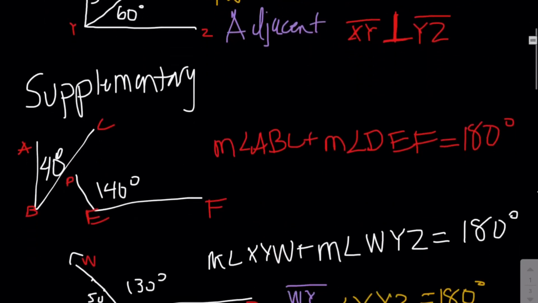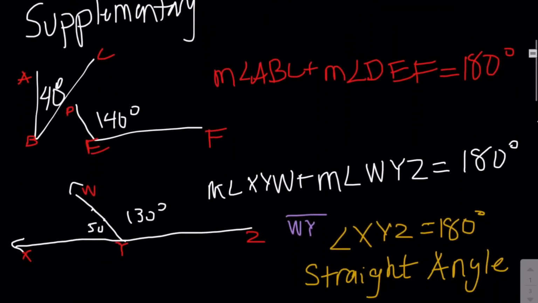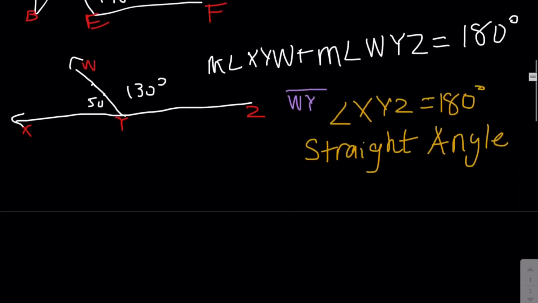Now supplementary angles equal 180 degrees. Once again, they do not need to be attached to each other. So angle ABC is 40 and DEF is 140. They equal 180 degrees, so they are supplementary, but when they are adjacent to each other, they form XYZ in this case, the line, which is right here. And this so happens to be a straight line, which is also called a straight angle.